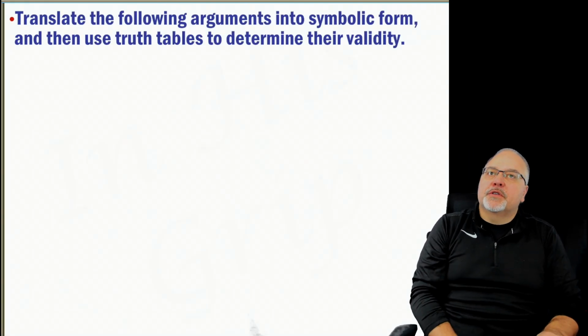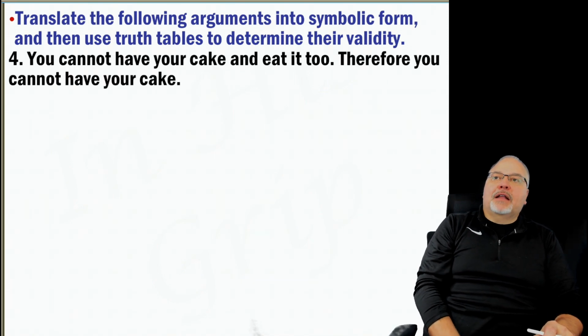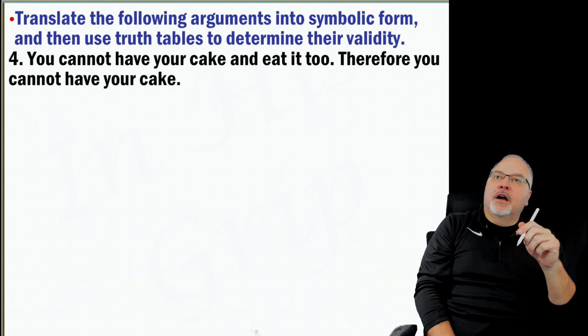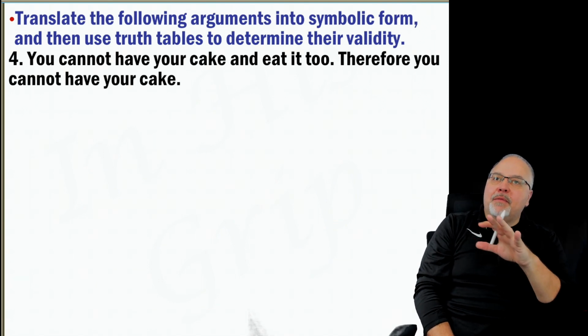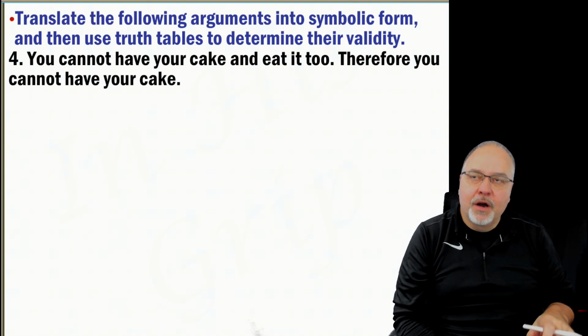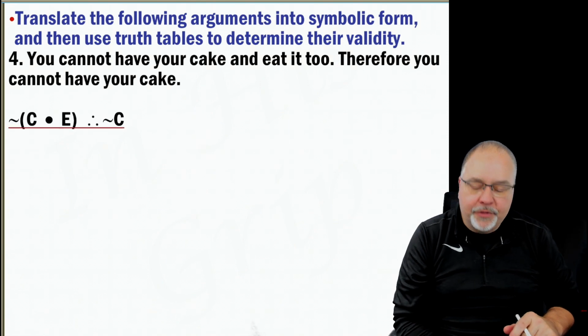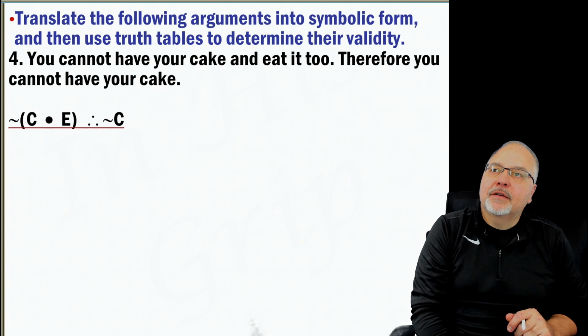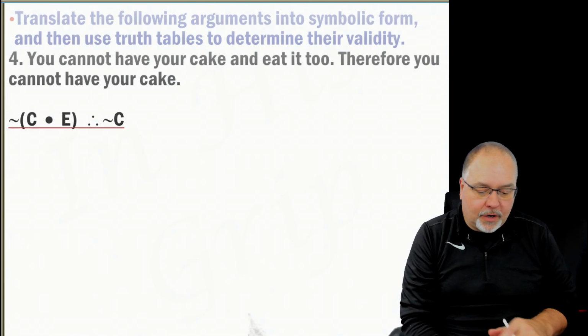Translate the following arguments into symbolic form. Okay, this is some practice, and I'll give you a chance here. You can pause, take the time and try to translate this into an argument. We're still testing for validity. What you should end up with is something that looks like this, depending on the constants you use: not C and E, therefore not C. Again, we'll work this out later, but you can pause here and work it out.